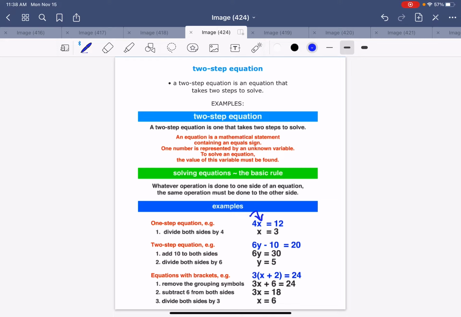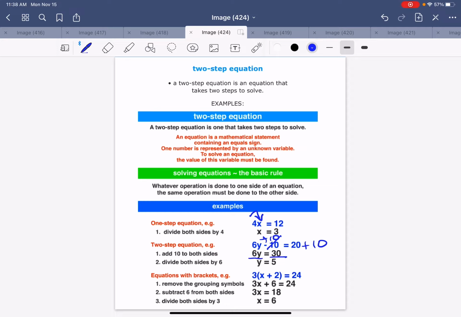In the two-step equation, we first of all want to move the constant. So in this one, they're saying add the 10 to both sides because it's the constant. So if I add 10, and the inverse of subtracting is adding. So if I added 10 to that side, that gets rid of it on that side, but I also have to add 10 to the other side, which is where then they now have 6y equals 30.